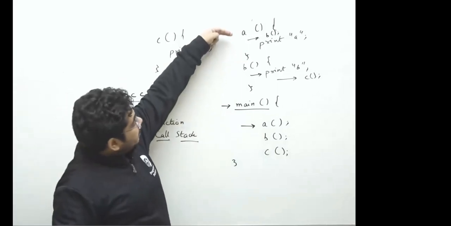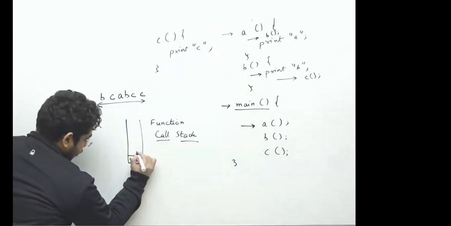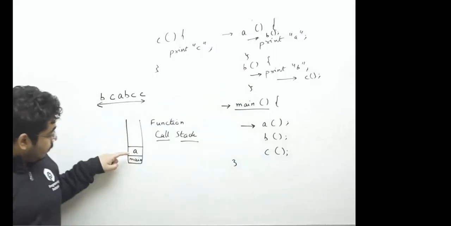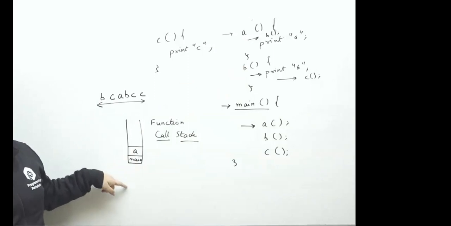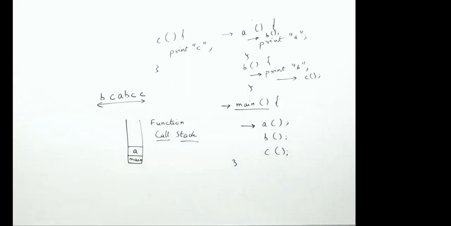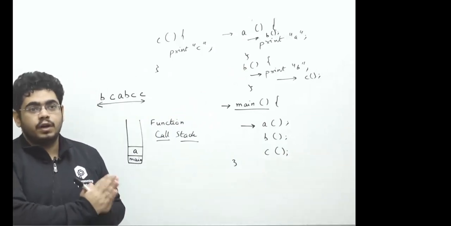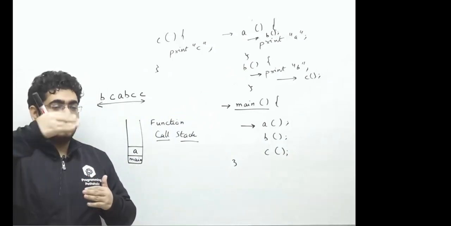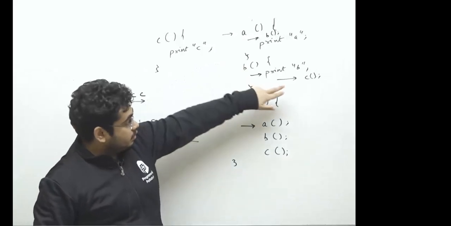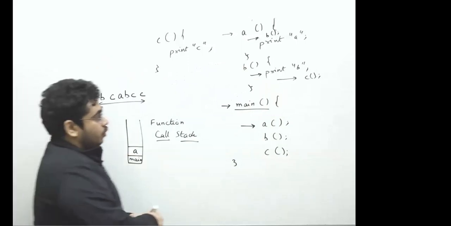Now when A calls B, it will again store A here, telling that you are in B, B was called by A, which was called by main. Is this making sense? What is the idea of the call stack? Basically, it tracks your complete history of function calls. Let's look at the implementation further. Now B prints B, call C. Can you quickly tell what will happen to the call stack when we call C?